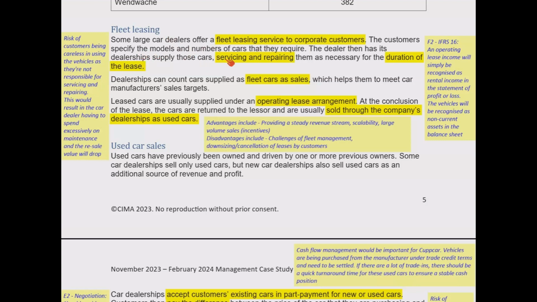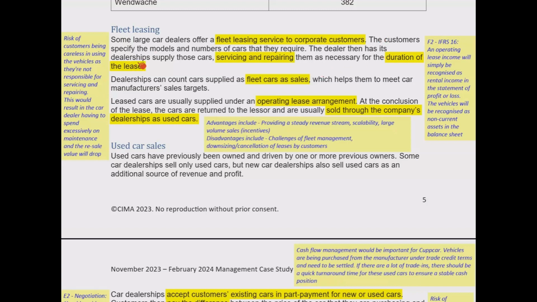So they will then buy them from the car manufacturer. They will then supply them. They will service them. They will repair them. And then at the end of the lease, they would come back to the dealer as a used car, and they could then sell them on as a used car as part of their used car sales.